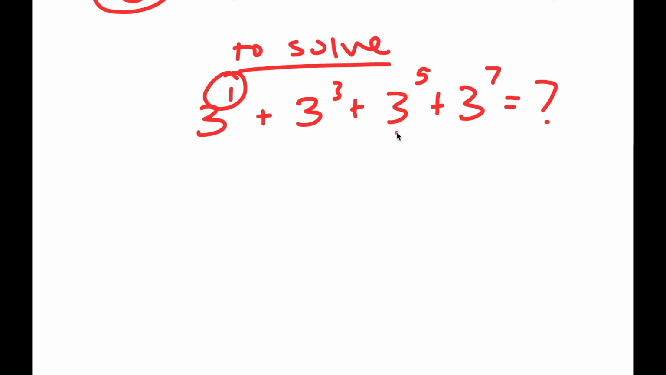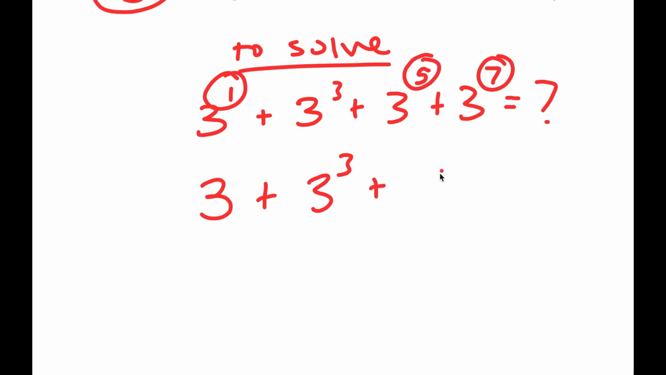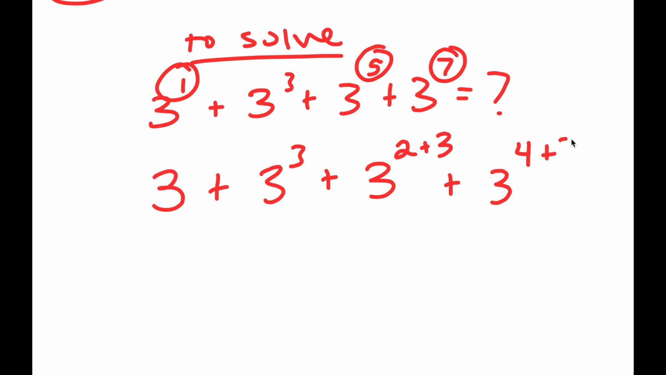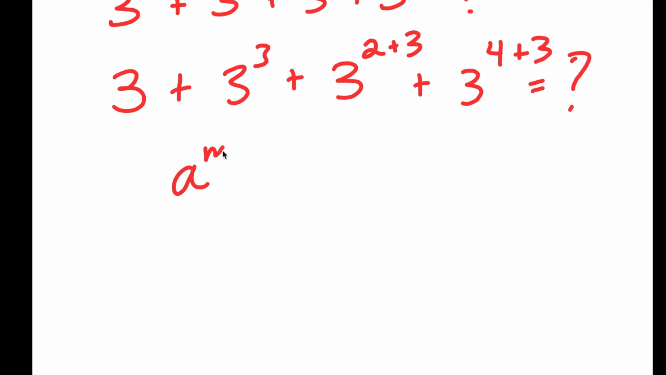So the easiest way to actually solve this problem is to rewrite the exponents in favor of 3. So 3 to the power of 1, I'm just going to rewrite as just 3. 3 to the power of 3, I'm going to leave it alone. 3 to the power of 5, I'm going to write this as 3 to the power of 2 plus 3. And 3 to the power of 7, I'm going to rewrite as 3 to the power of 4 plus 3. Something in the form a to the power of m plus n is equal to a to the power of m times a to the power of n.